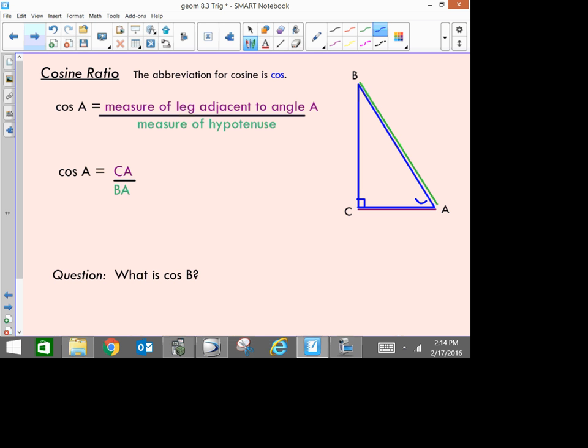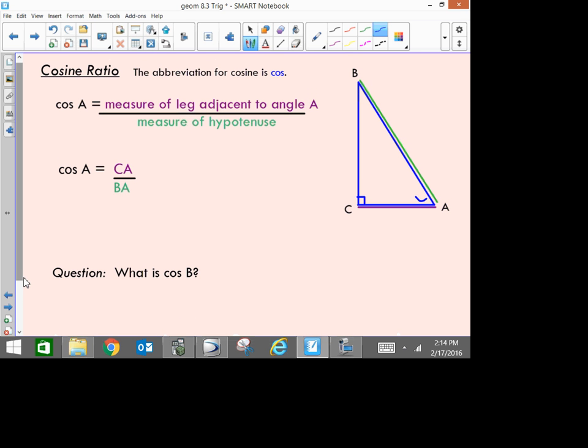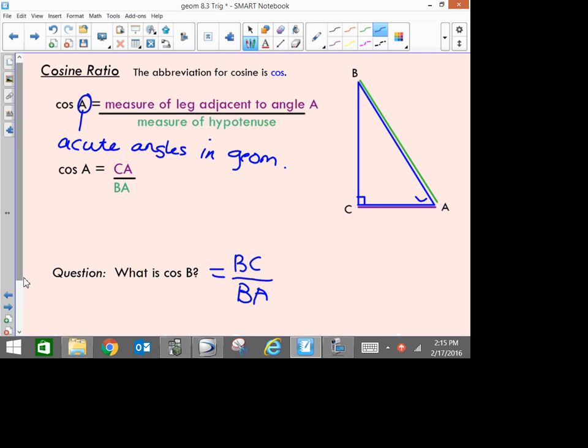So what would cosine C be? We don't have a cosine C. That's a good question. These are acute angles in geometry. We do have a cosine B. Who can tell me what cosine B is going to equal? Charlie? Would it be BC over BA? BC over BA. BC would be the leg adjacent to B, that's definitely this leg right here. Good. And then BA is the hypotenuse. Very good. That's cosine.